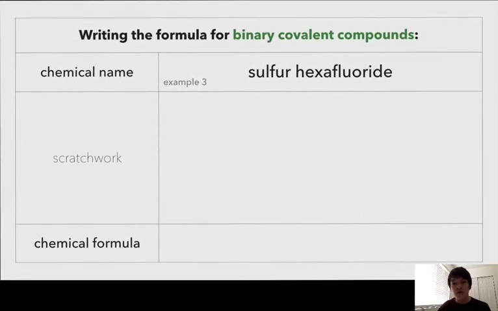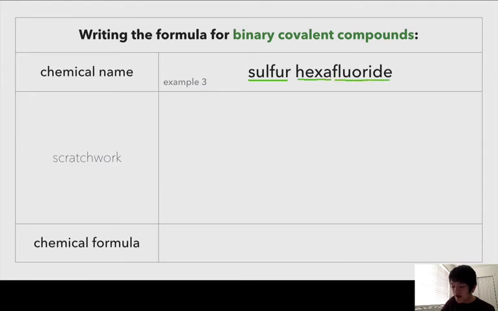Okay, so let's look at our third example now. In our third example we have sulfur hexafluoride. Sulfur is S. There's no prefix because there's only one sulfur, and you don't put mono in front of the first element. So S. Hexa is 6, and fluoride is F, so there are 6 fluorines. Put them together, we have SF6, which should be our chemical formula.